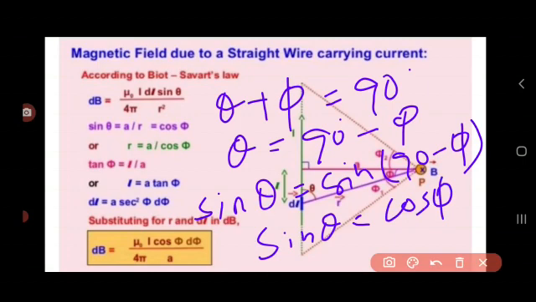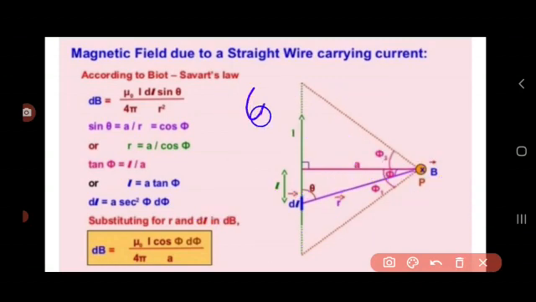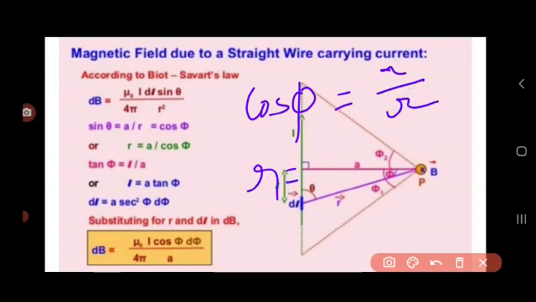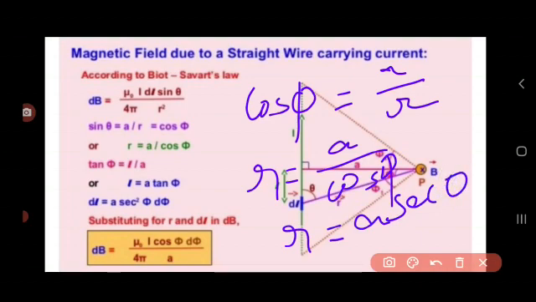Again, we take tan phi. Tan phi is equal to perpendicular by base, that is l by a. So l is equal to a tan phi. Now differentiating both sides, we get dl is equal to a sec square phi d phi.